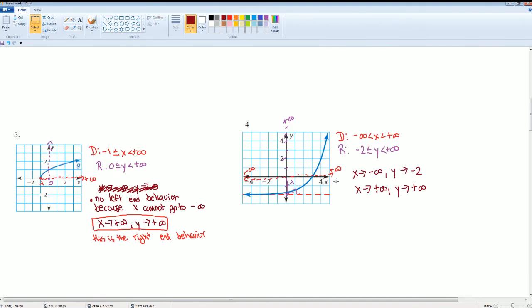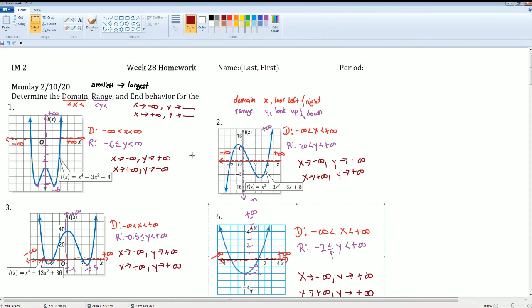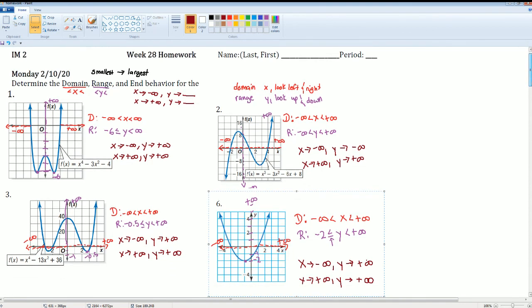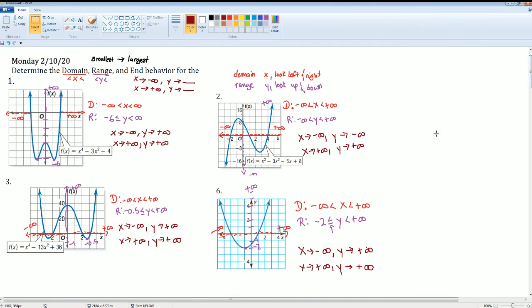When you get to a log, a radical, or an exponential, that is when the domain changes. But for your parabolas and the polynomials that you deal with in this class, the domain is just negative infinity to positive infinity. It doesn't change. Look at all your answers. So stop being afraid.